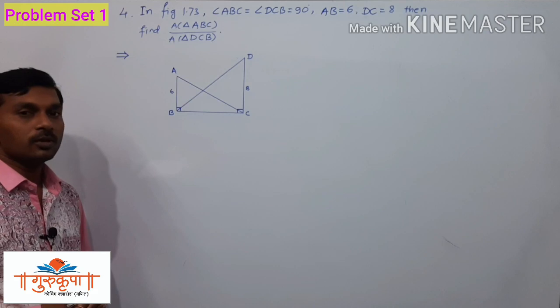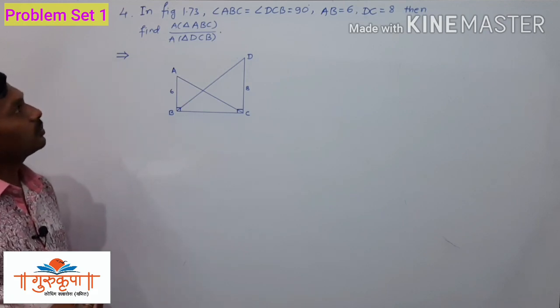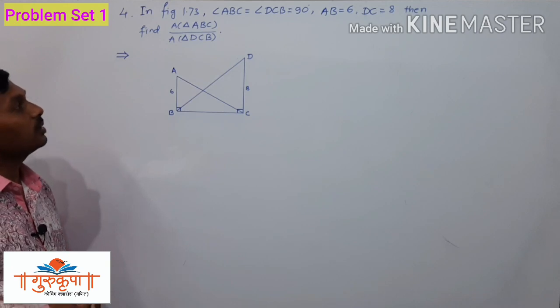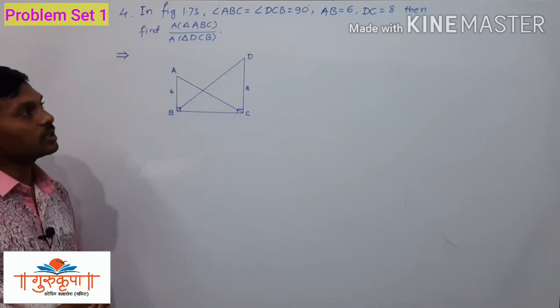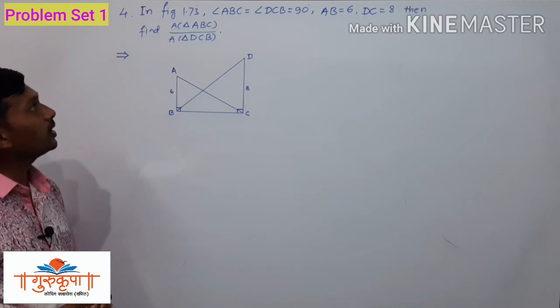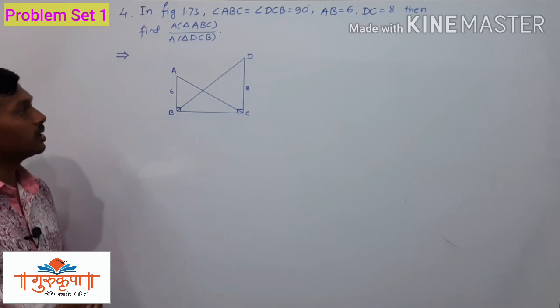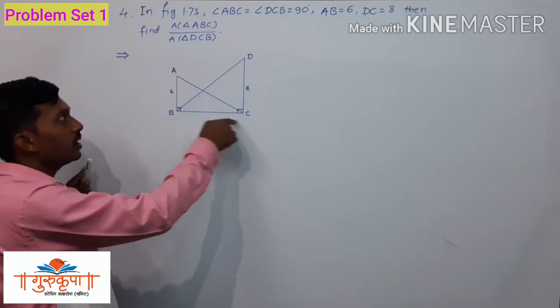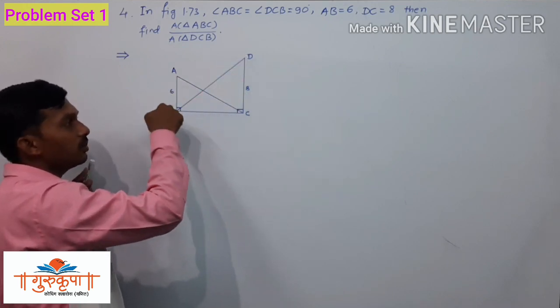Example number 4 from problem set 1. The question is, in figure 1.73, angle ABC is equal to angle DCB is equal to 90 degrees. AB is equal to 6, DC is equal to 8. Then find the area of triangle ABC upon the area of triangle DCB. We have to find the ratio of the area of triangle ABC and the area of triangle DCB.